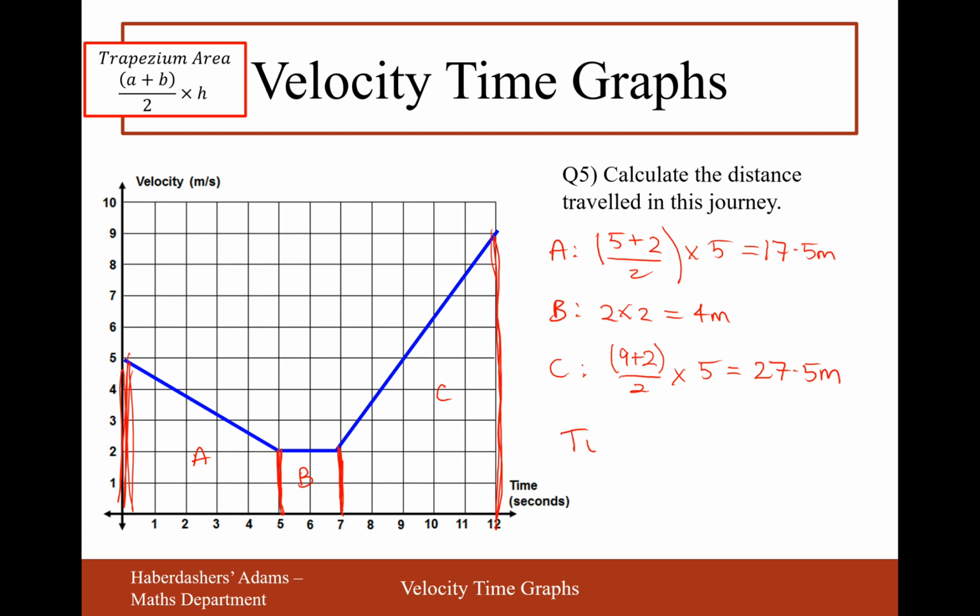So the total distance travelled will be these 3 sections added together, 17.5, add 27.5, add 4, which gives us 49 metres travelled in total.